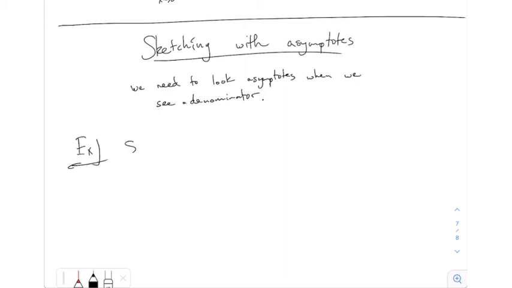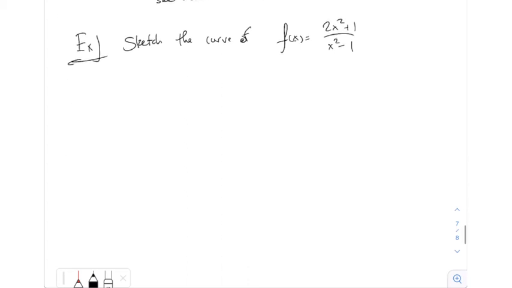I would like to sketch the curve of, how about f of x equals 2x squared plus 1 over x squared minus 1. So when I see that, it immediately occurs to me that I need to worry about asymptotes, just because I see the denominator there, and I can see already that it is possible that that denominator might be 0. And also, I can see the numerator, so you should expect some horizontal asymptotes as well. Let's work it out. So I'm just going to start with the asymptotes.